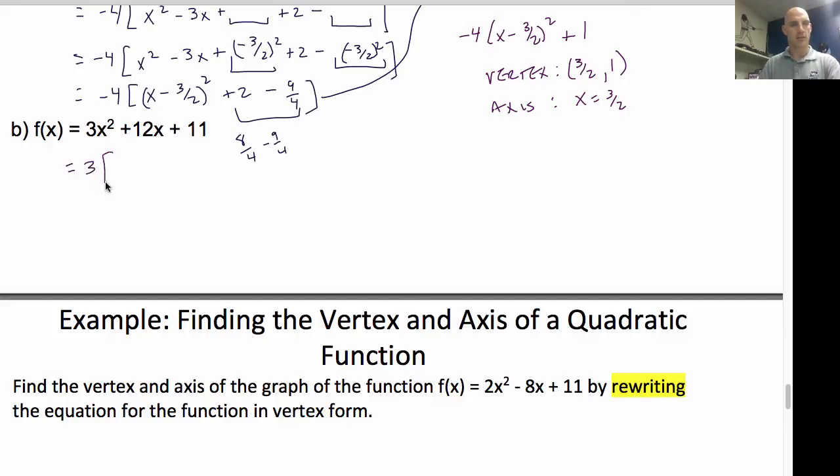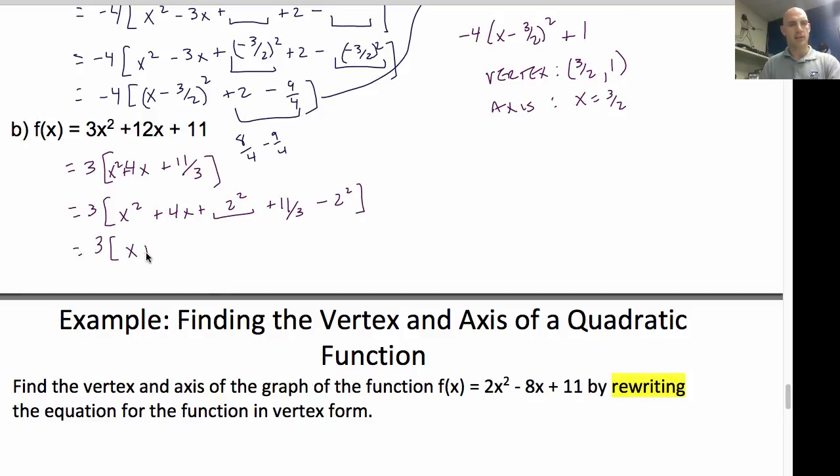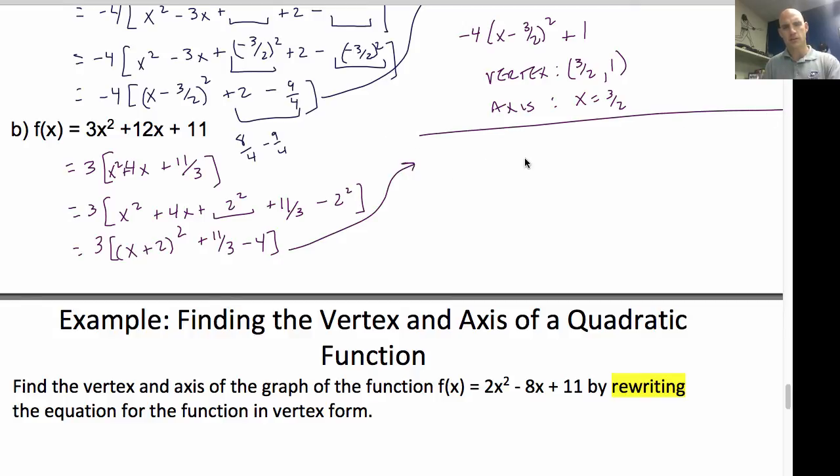Here we go. So I'm going to factor out a 3. This one's a little bit different right here, right? Because what I just did was I should have x squared plus 4x plus 11/3 in my brackets. And so when I factored out a 3, this became 11/3 because 3 times 11/3 would be 11. So I'm going to add 4x plus, this is going to be 2 squared, plus 11/3 minus 2 squared. If I do some simplification, I've got 3 times x plus 2 squared, plus 11/3 minus 4, because 2 squared is 4.